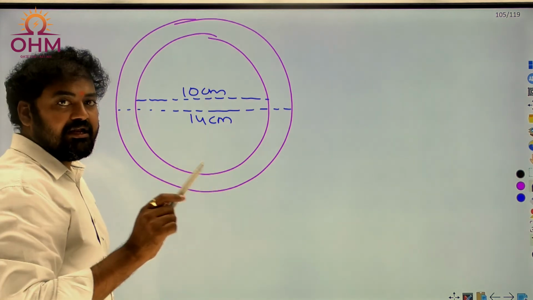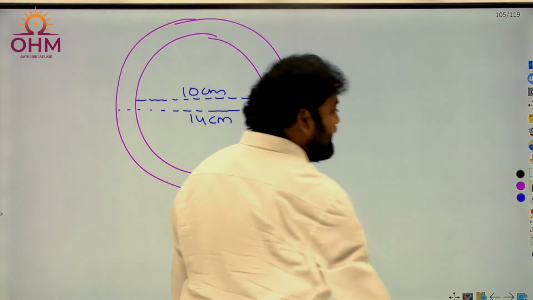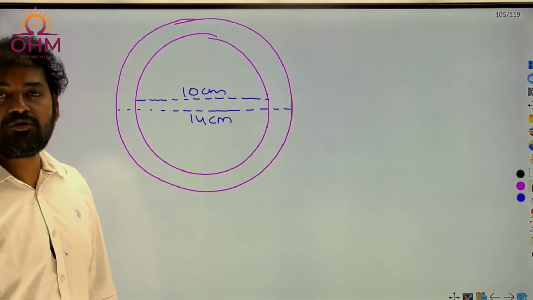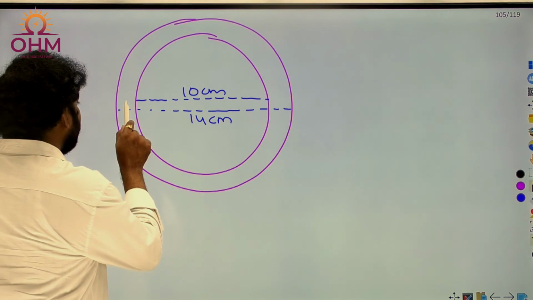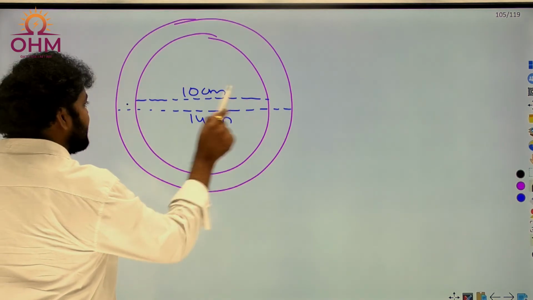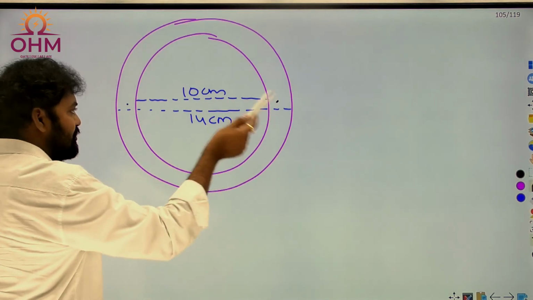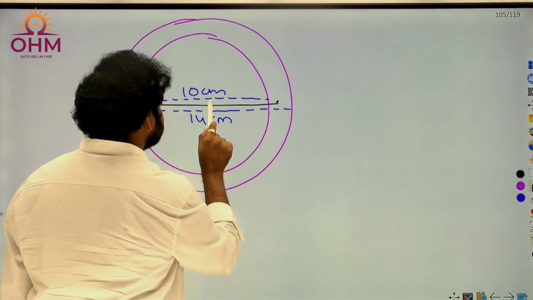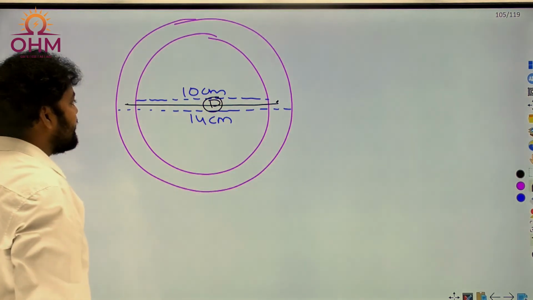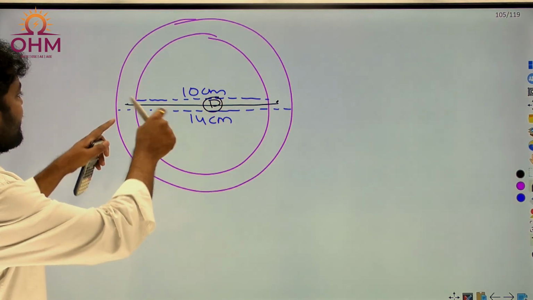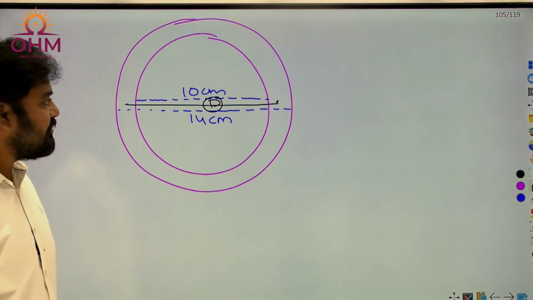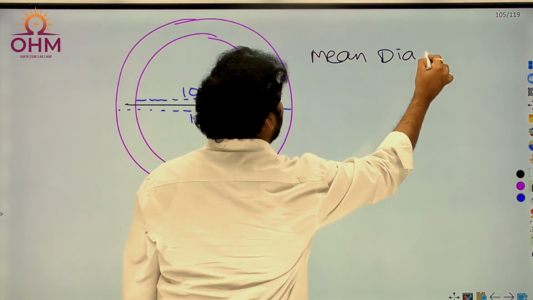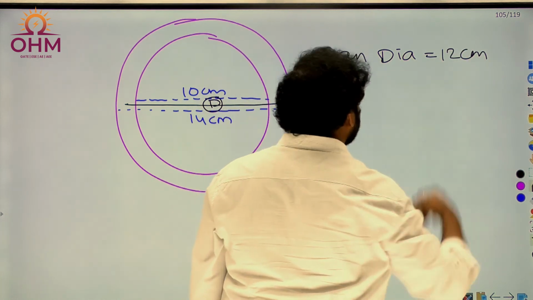But in order to calculate the length of the core, I need mean diameter. Remember very carefully, the length of the core you can find out by using mean diameter. Mean diameter means you have to take it from center to center, not from edge to edge. Mean diameter, let's say D. If outer is 14, inner is 10, what is the mean diameter? 12 centimeter. Therefore, the mean diameter of this core is 12 centimeter.